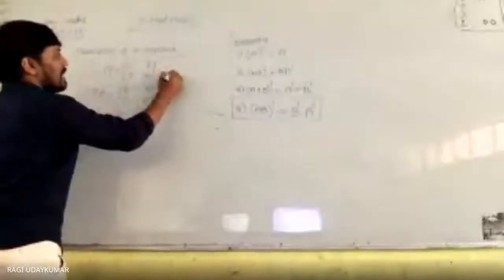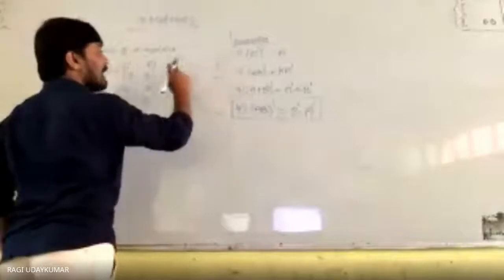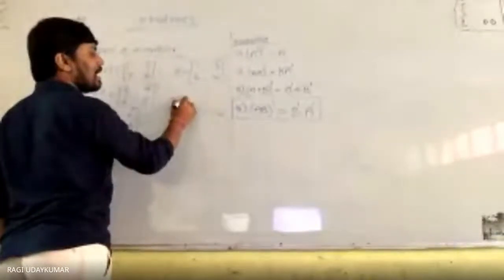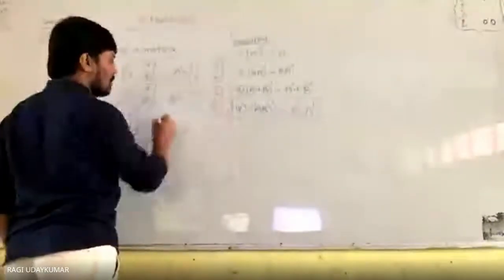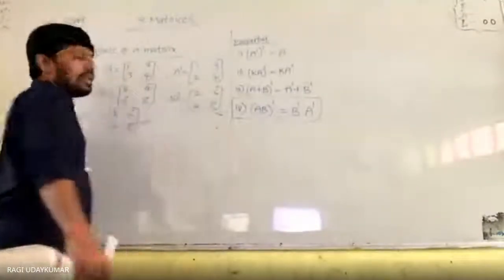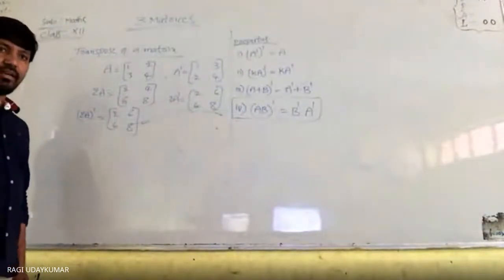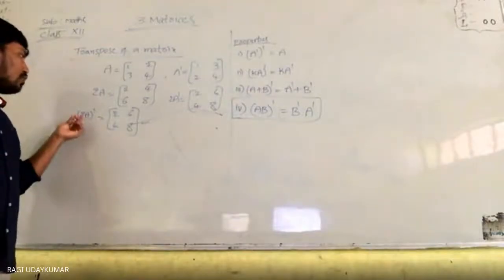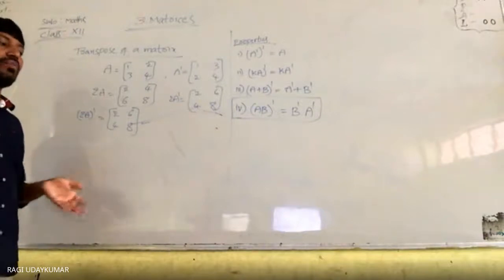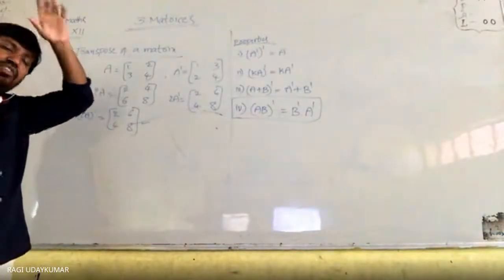A transpose is 1, 2, 3, 4, and if you multiply A transpose by 2 separately, you get 2, 6, 4, 8. These two are equal, aren't they? Yes, sir. So 2 is nothing but scalar multiplication of a matrix. Here k is just some constant.